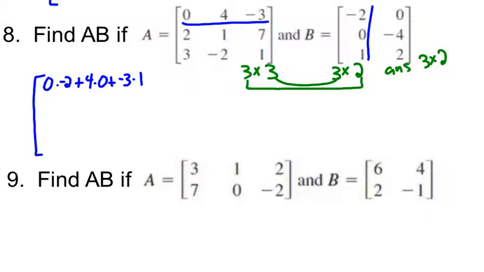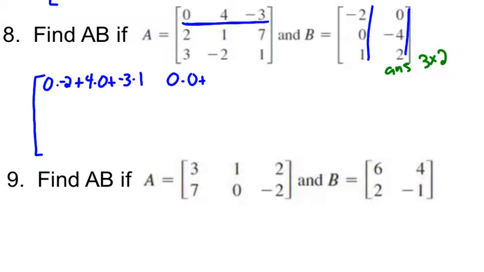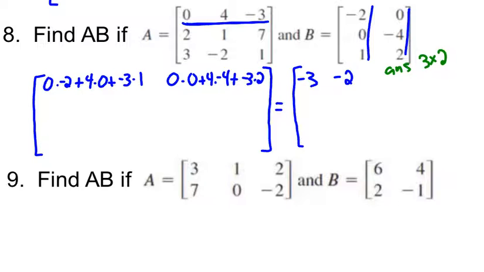And that's going to give us, well, I'm going to do the next one so I know how big to make this. Okay, and then we're going to take row 1, column 2. So 0 times 0 plus 4 times negative 4 plus negative 3 times 2. Okay, so our first row is going to be 0 plus negative 3, and 0 plus negative 16 plus negative 6, so negative 22.